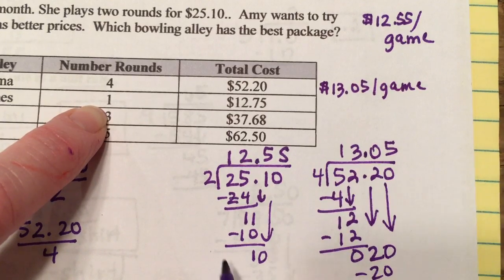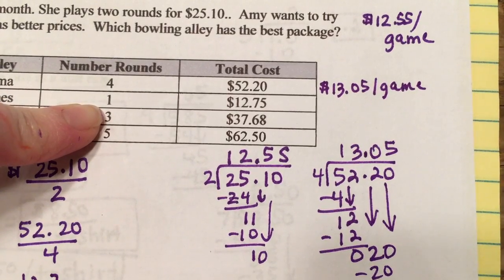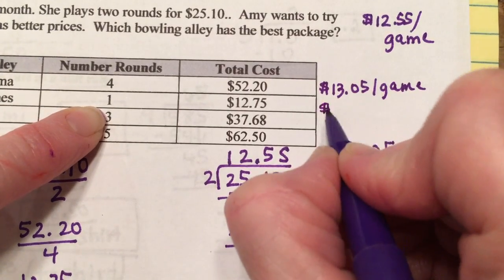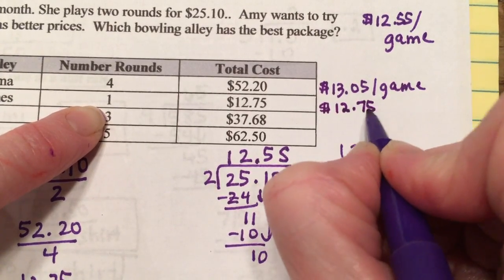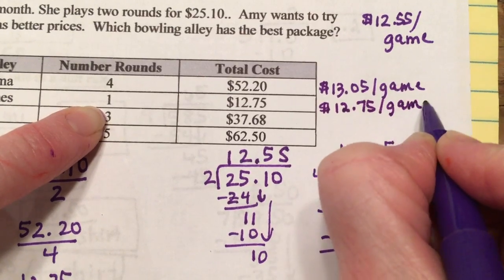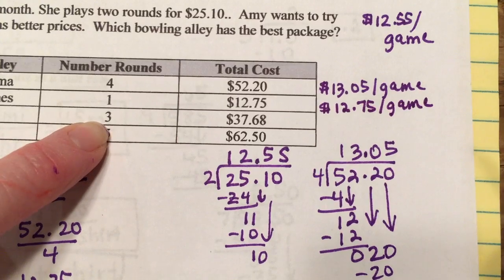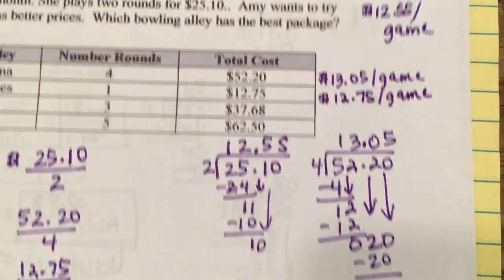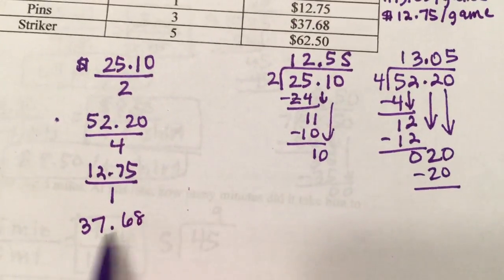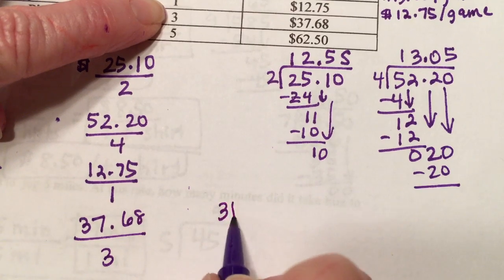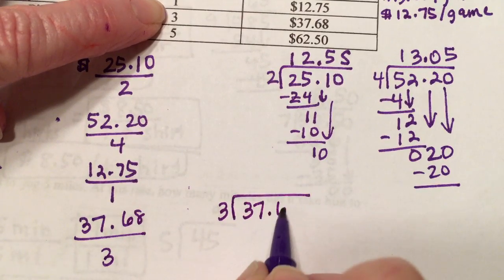Lacey's Lanes, I get $12.75 over 1. There's nothing to divide there. We already know the unit rate is $12.75 per game. Okay, if I'm trying to save money, that's not any cheaper, so it's not Lacey's Lanes either. So for the next one, I have $37.68, sorry, over 3 games, 3 rounds. So divide 3 into $37.68.